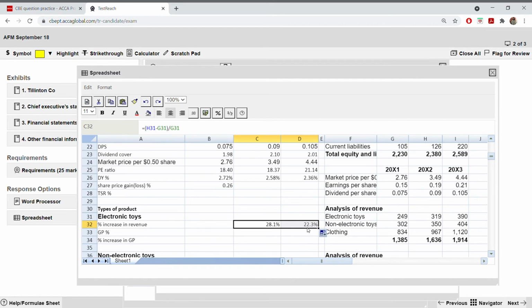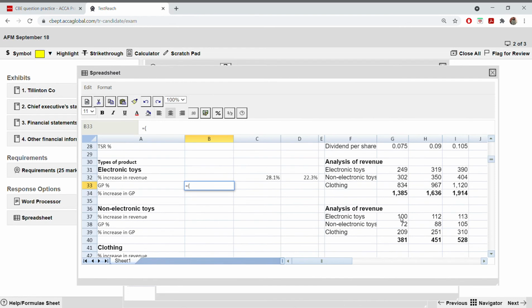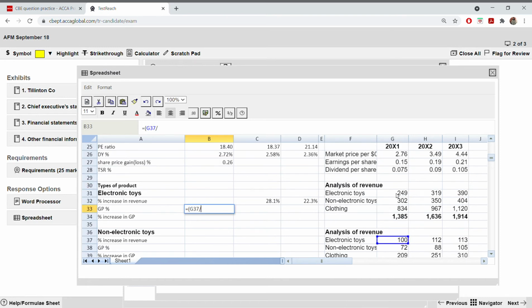Okay, next when you are coming to this gross profit percentage, it will be your gross profit. This is your gross profit for electronic toys divided by your sales, this one. This you are taking in terms of percentage. Go to percentage and one decimal place, and then drag it to the other cells.